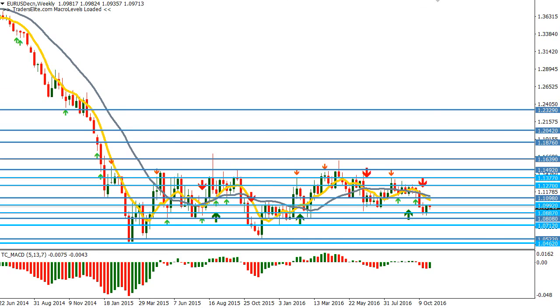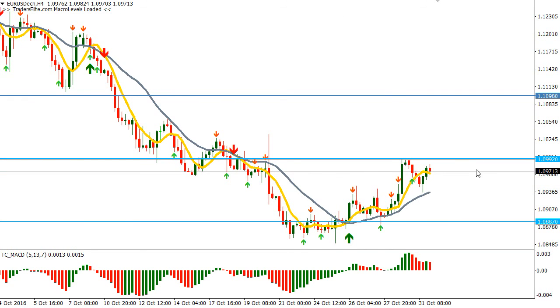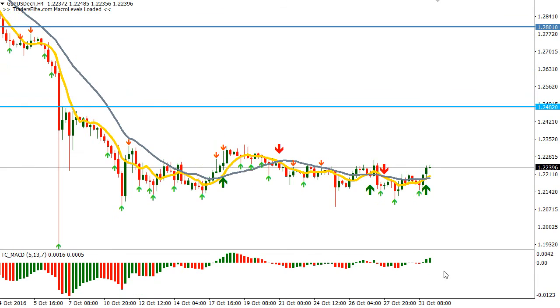So once again, we're currently up on or long on the euro. If it finds resistance here, then we may find that it ends up going range bound. But for now, we're long.